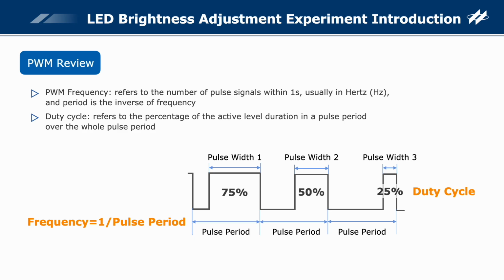Duty cycle refers to the percentage of the active level duration in a pulse period over the whole pulse period. The higher the duty cycle, the longer the active level duration within a cycle, resulting in greater LED brightness.